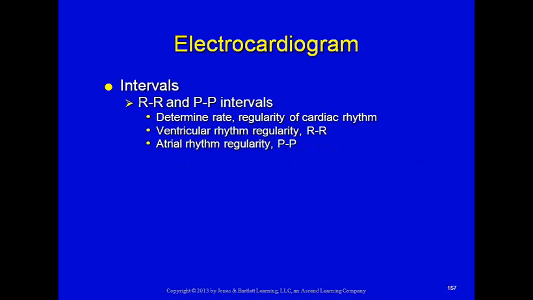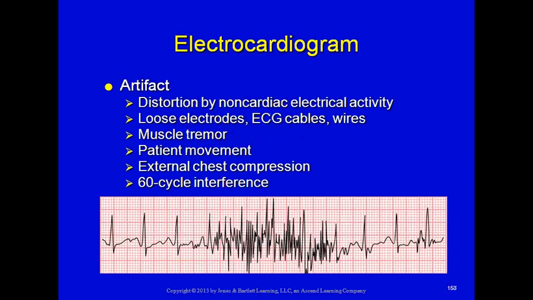The RR and the PP intervals help you determine the rate and regularity of your rhythm. If you measure the distance between your QRS complexes, that should be equal all the way across the paper. The R to R, QRS to QRS, you're looking at ventricular rhythm regularity, and if you measure P to P, from one P wave to the next P wave, that distance should be the same all the way across the paper. You're looking at atrial rhythm regularity.